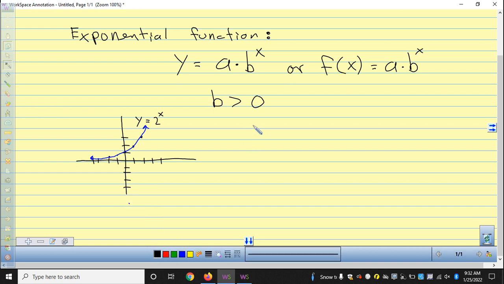If we have a fraction as our base, so y equals 1/2 to the x, anytime we have a fraction as our base for our exponent, our graph is going to look more or less like this. So anytime we have a fraction as a base, our graph looks something like that.